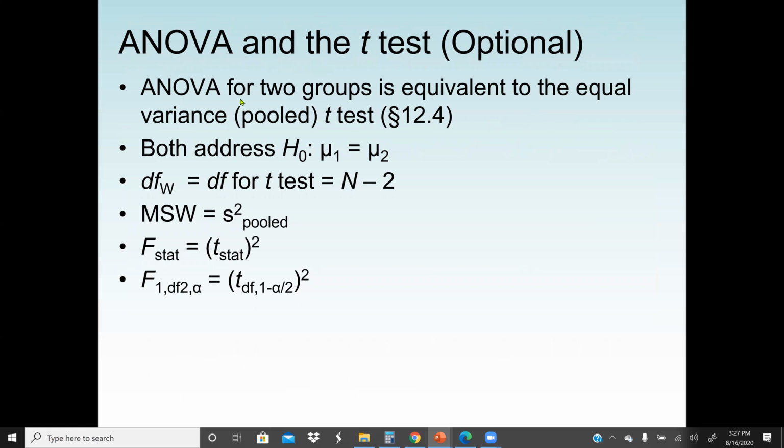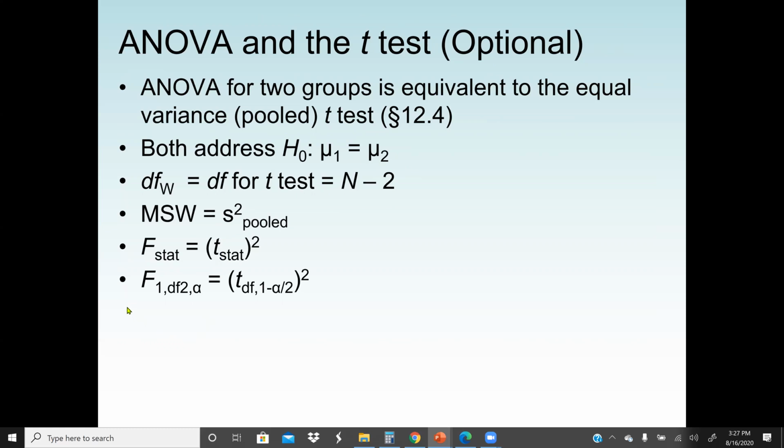Then here we say that ANOVA for two groups is equivalent to the equal variance pooled t-test. We normally use ANOVA for 3 or more groups. For 2 groups, it's almost the same as using the t-test, so both address mu1 equal to mu2. Then the degree of freedom will be uppercase N minus 2. The MSW will be the same as the variance, so S squared pooled. S squared is the variance. So we have the F stat equal to the T stat squared.